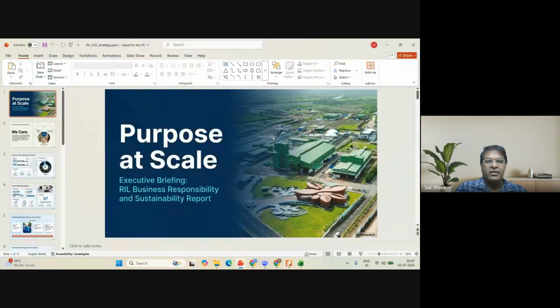So we come to the end of this PPT presentation. Now I have got one small mind map. I have prepared a mind map of what this BRSR is about. I will just show it to you.